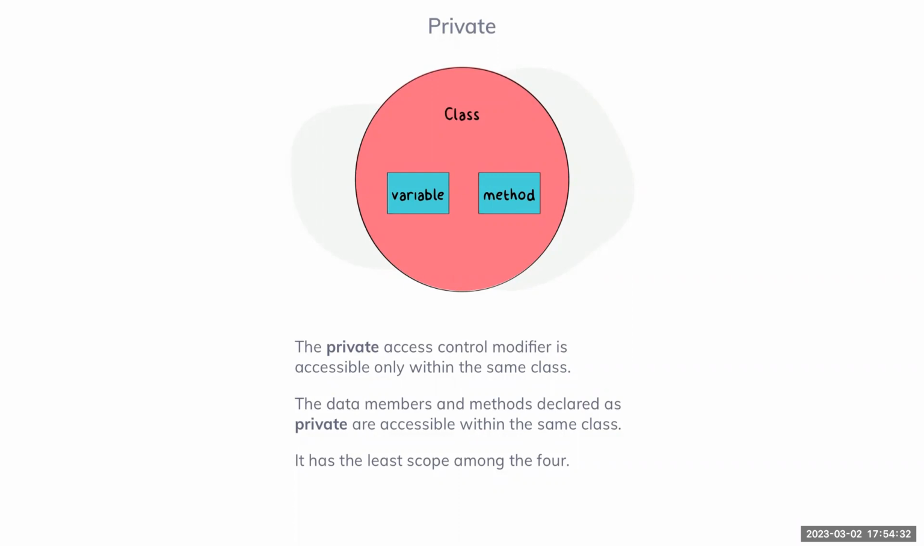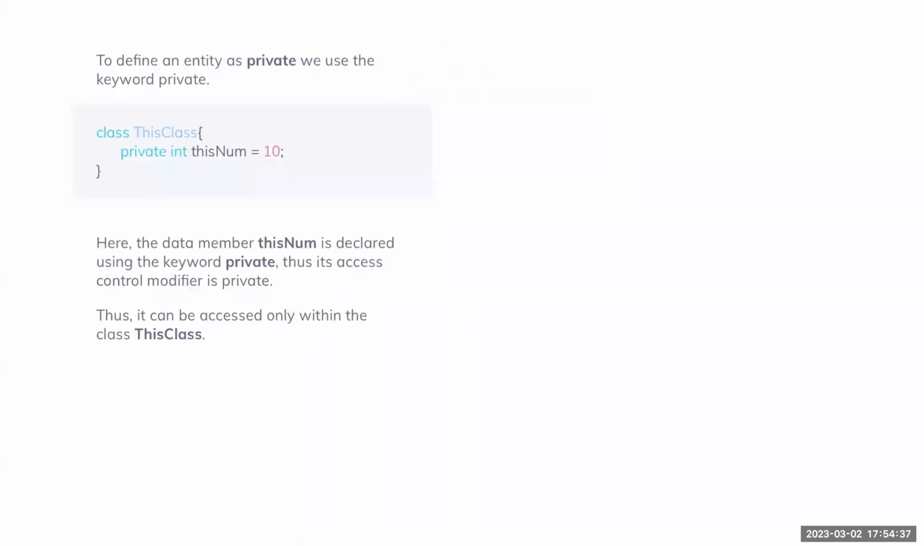So how do you declare that? Actually, it is very simple. Instead of public, whatever we used on data members, we just use private. The data member number is declared as private. Now the access of this number variable is limited to this class.